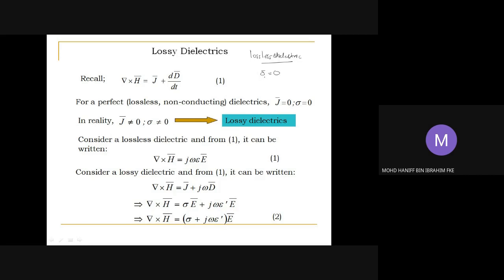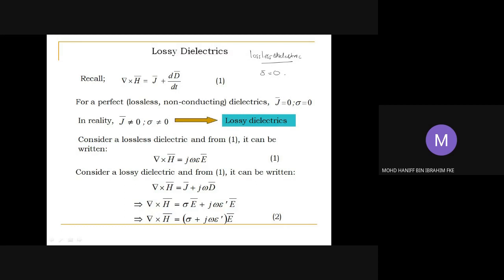This is not the actual or real case, because in a real scenario, a real application, there is no such case where we have sigma equal to 0 for dielectrics. So what we're going to cover is lossy dielectrics, in which sigma is not equal to 0. Those are the things to learn in our lecture today.